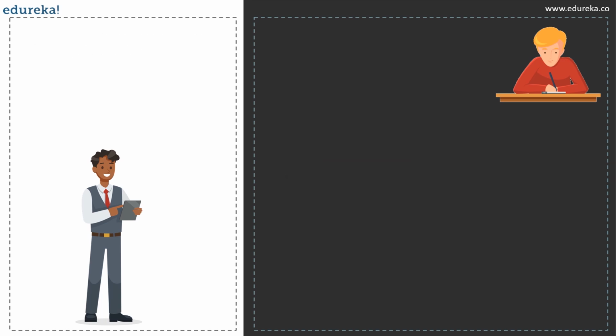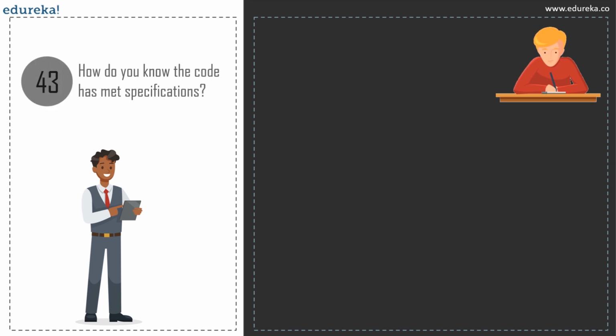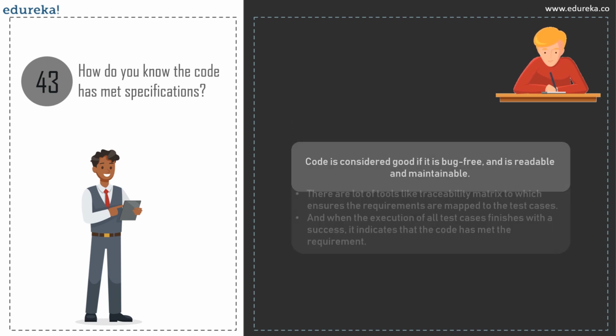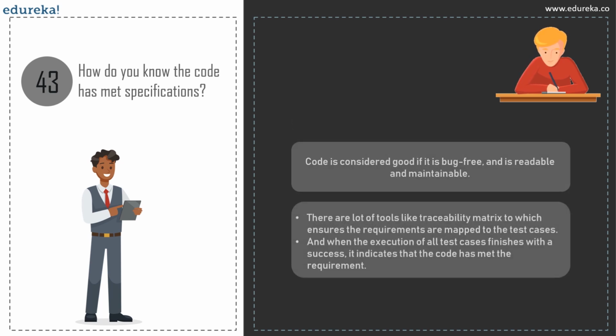Next question that we have is, how do you know that the code has actually met the specifications? So when I say good code, it doesn't have any particular definition. In simple terms, good code is code that works, that's bug free, readable, and highly maintainable. Most organizations have their own coding standard that all the developers and testers are supposed to stick to. But everyone has different ideas about what's best, what's too many rules, and what's too few rules. So there's no fixed thing as good code.